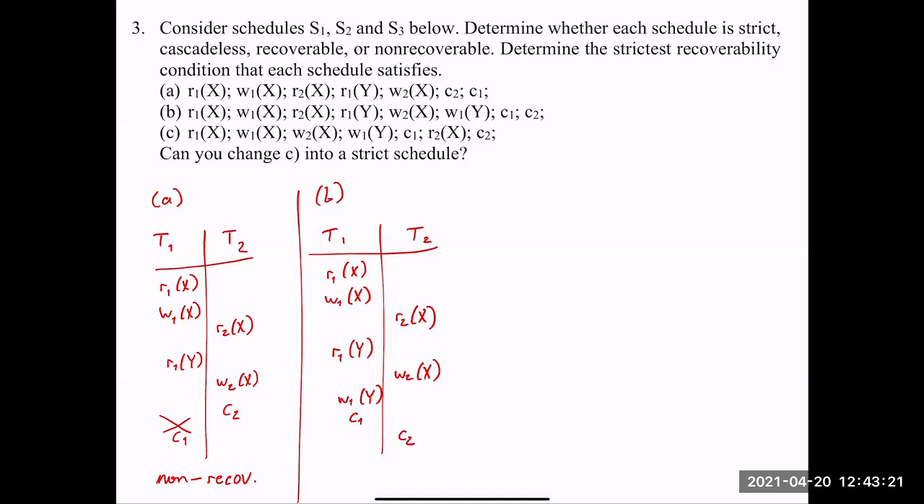So therefore, this schedule here is recoverable. Now let's see what kind of recoverability condition it satisfies. So just being recoverable is the weakest one. So let's check if it's also cascadeless. So is it cascadeless? And remember that cascadeless means that every transaction reads only items that were written by committed transactions.